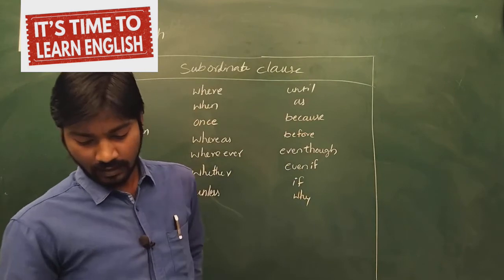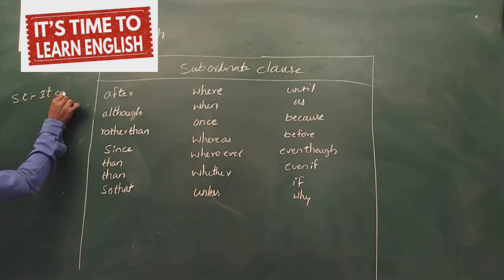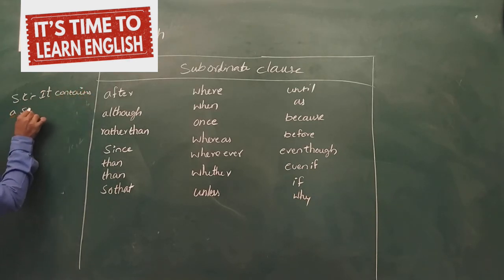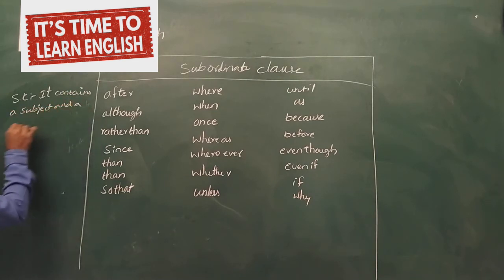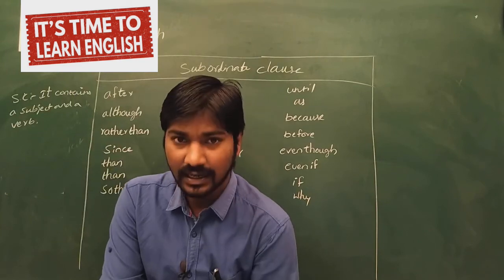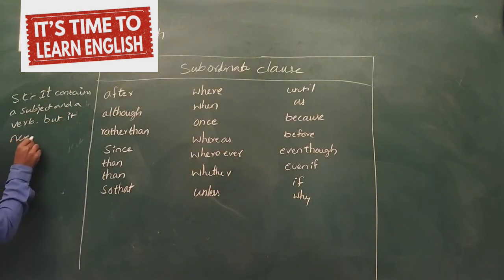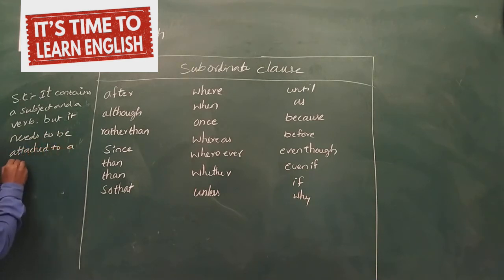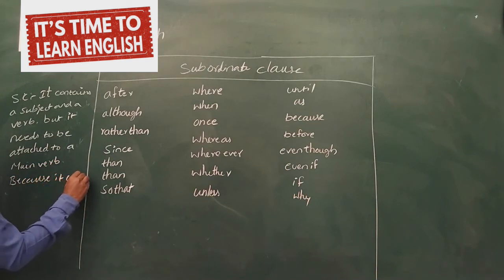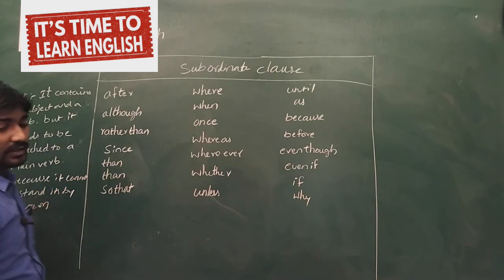The subordinate clause contains a subject and a verb, but it needs to be attached to a main clause because it cannot stand on its own. So that is a subordinate clause.